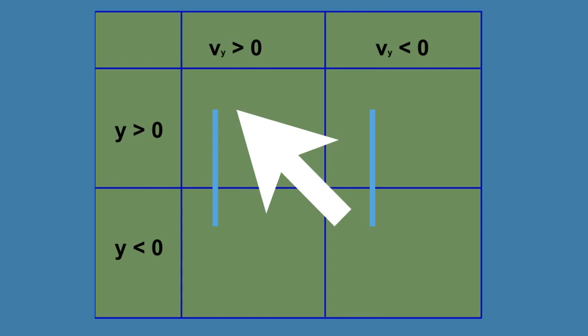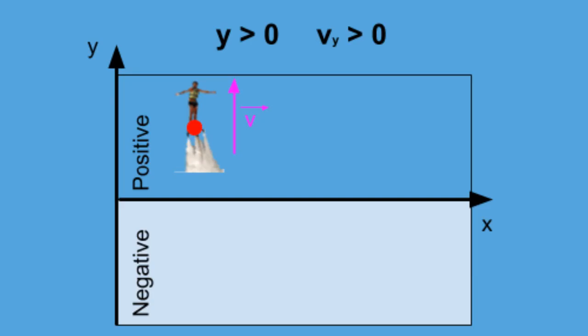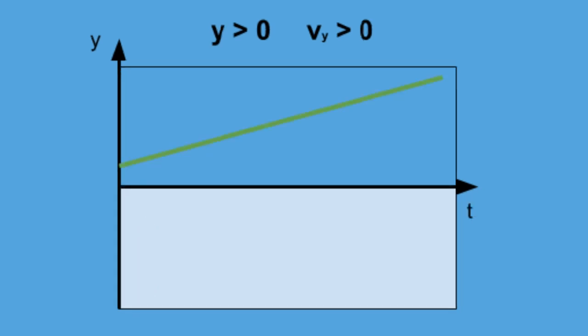Let's start with a positive y value and a positive velocity. If we set our origin at the surface of the water and set our positive direction being up, then anything that is above the surface of the water is going to have a positive position, and anything that is moving upward is going to have a positive velocity. And we can graph this as a function of time.